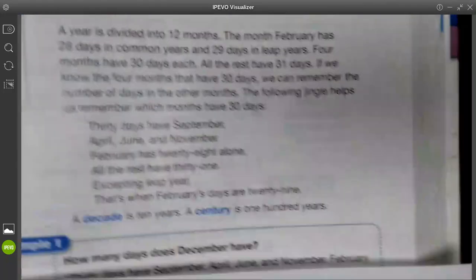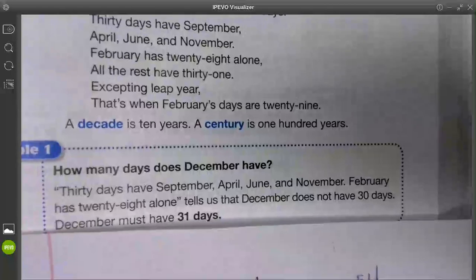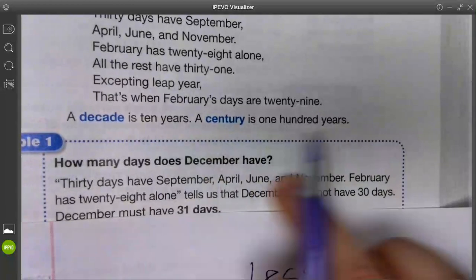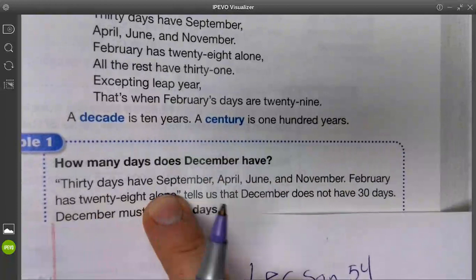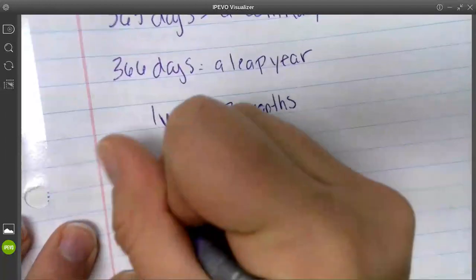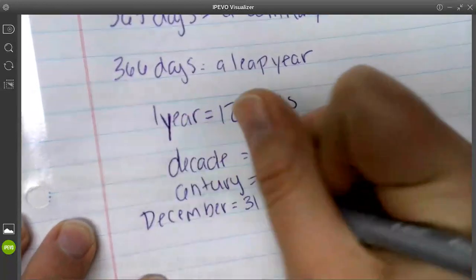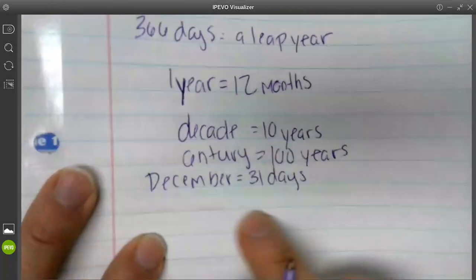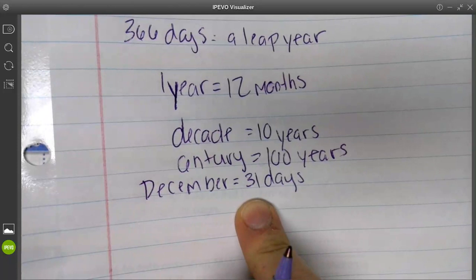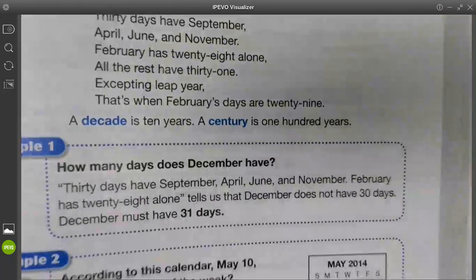Okay, so how many days does December have? We can go back to our rhyme. 30 days have September, April, June, and November. Those are 30 day months. February is 28 alone. Tells us December does not have 30 days. We're always asking, how many days are in this month? So now we know December has 31 days. Another way to remember December is we celebrate a holiday on December 31st. We celebrate New Year's Eve, right? And we know that's December 31st. So that's another helpful way to remember that.